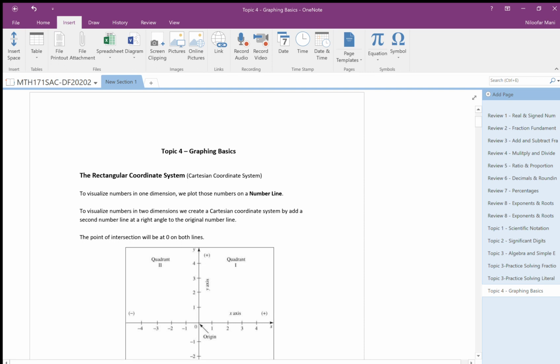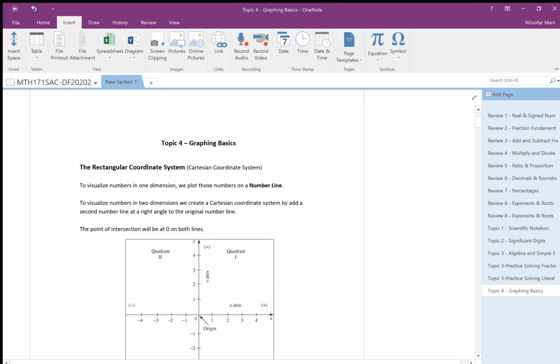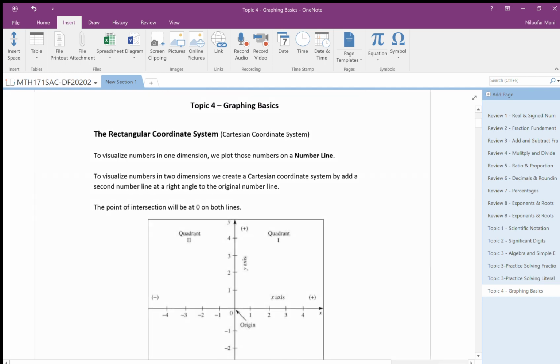Hi everyone, I'm going to start topic 4, which is graphing basics. At the beginning, I would like to talk about the two-dimension graphing system, or rectangular coordinate system, Cartesian coordinate system, which are all the same.